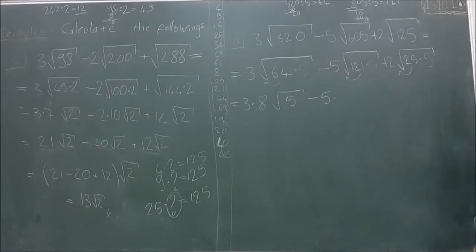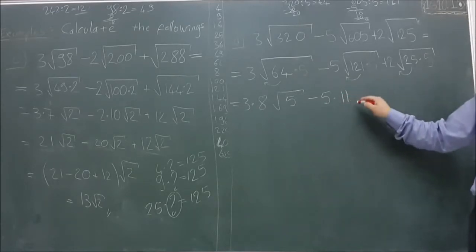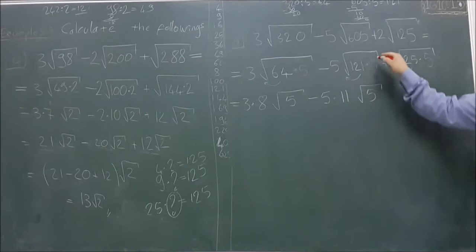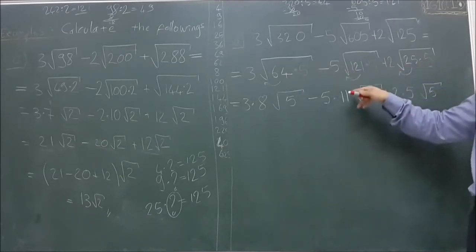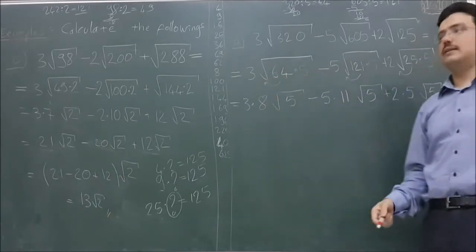11. And this 5 stays inside. 25 will go out and what? 5. It will be 5 out there. Did you understand? Yes. 25, 5. 121, 11. 64, 8.